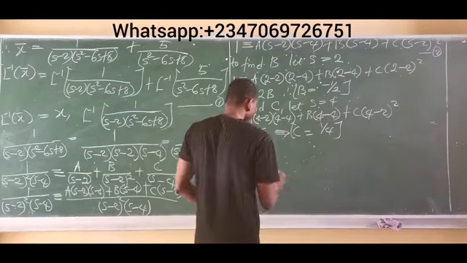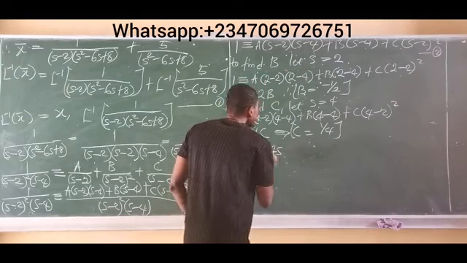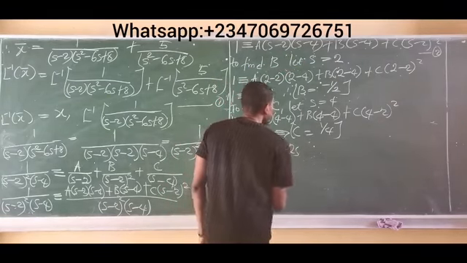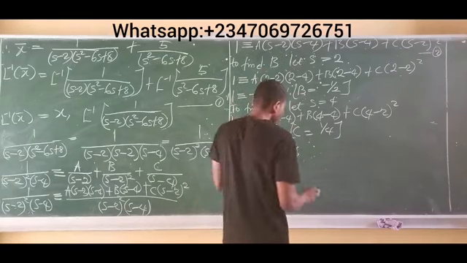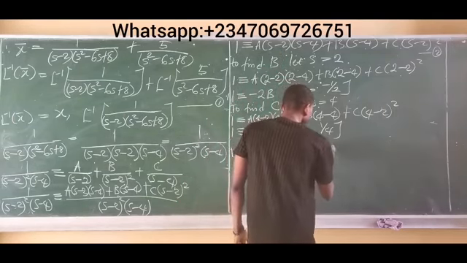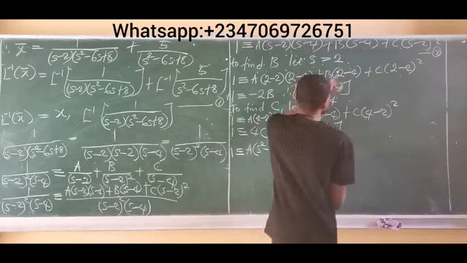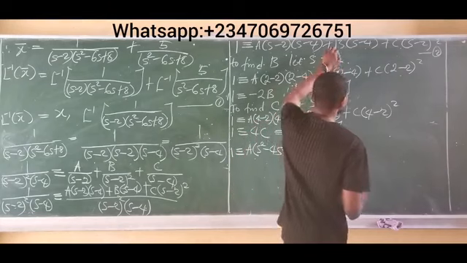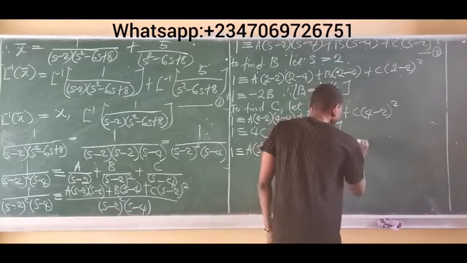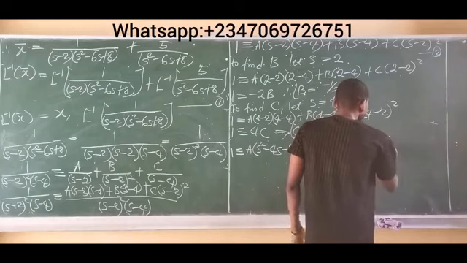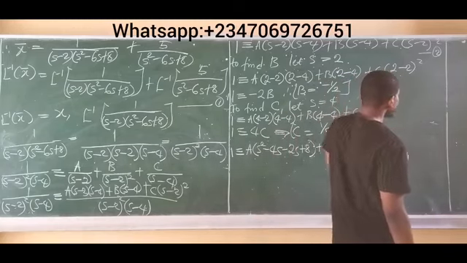x times minus 4 will give us minus 4x. Minus 2 times x gives us minus 2x, and minus 2 times minus 4 gives us plus 8. Plus b times x gives us bx, minus b times 4 gives us 4b. Plus c.